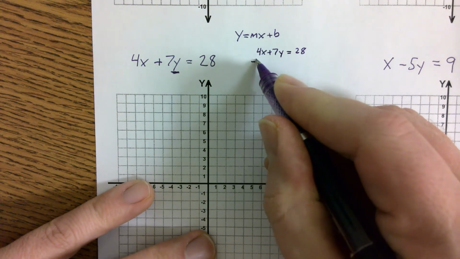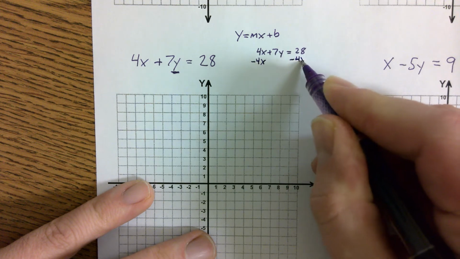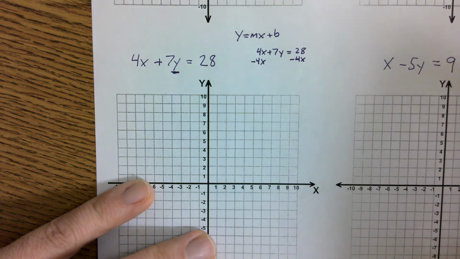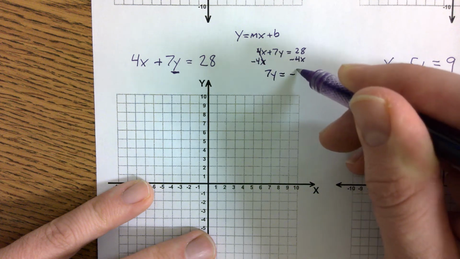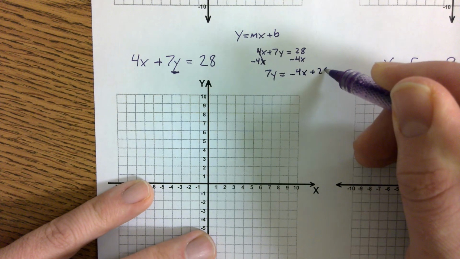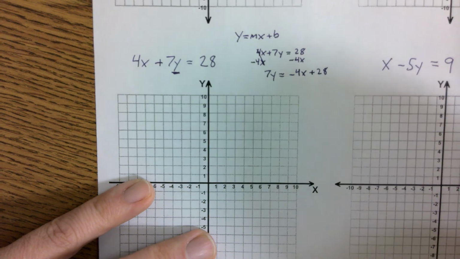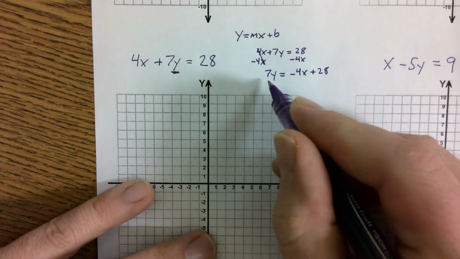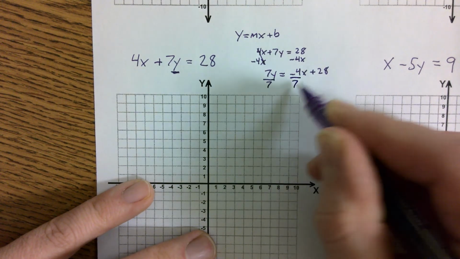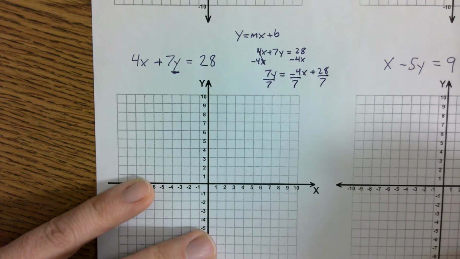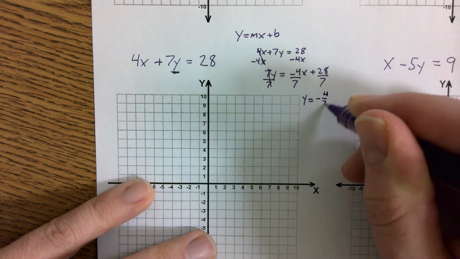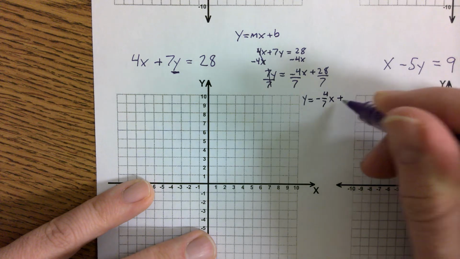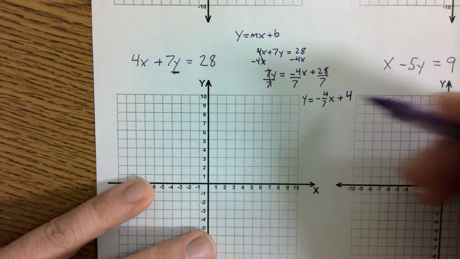I'm going to subtract 4x. You always subtract the x term from the same side as the y. That's going to get rid of it, and I have 7y equals negative 4x plus 28. You could have also written 28 minus 4x. It's the same thing. And then we're going to divide everything by 7. Everything. So that gets rid of the 7. And you're left with the y by itself equals negative 4/7 x plus 28 divided by 7, which is 4.